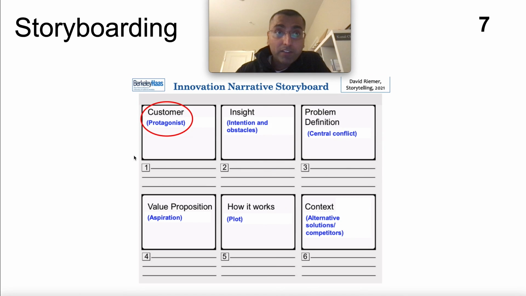And we learned about this storyboarding one pager that was really amazing by David Reamer, who did this storytelling session with us. And it starts with the protagonist. You need to understand what is the customer, the pain point, what is the insight you have about the customer, what problem do they face today, how is it that you propose to alleviate that problem, and what is the solution, and what are the alternatives out there.